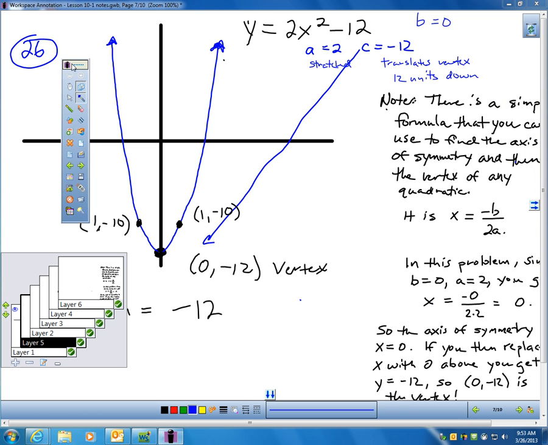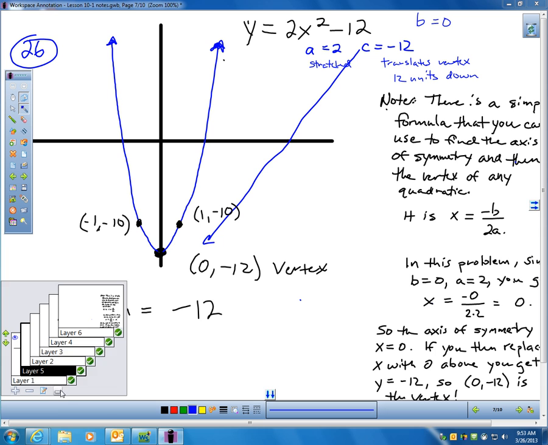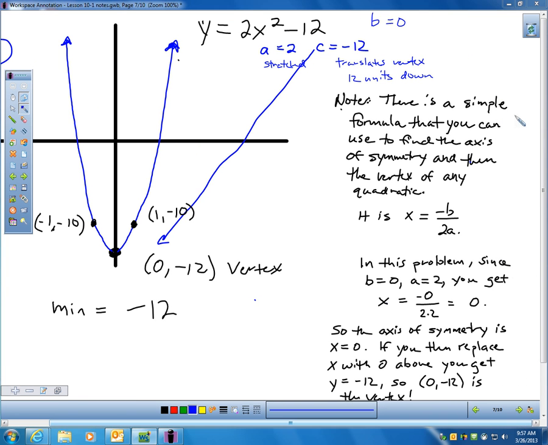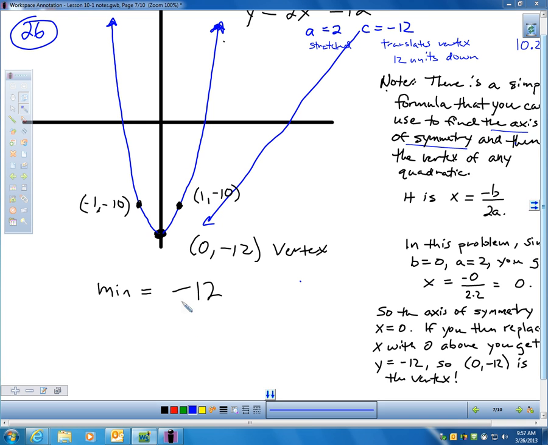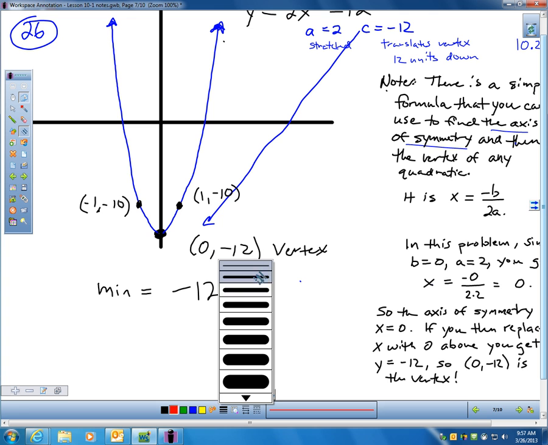I have a longer note here I want to read through with you, and this is why I'm introducing this now. In the next section, section 10.2, there's a formula you can use to always find the axis of symmetry. The axis of symmetry is that line that mirrors the 2 sides of this parabola. Now, for this particular problem, we already know the axis of symmetry. The vertex is at 0, so my axis of symmetry is x equals 0. And let me actually draw that. My axis of symmetry for this problem is going to be right here.